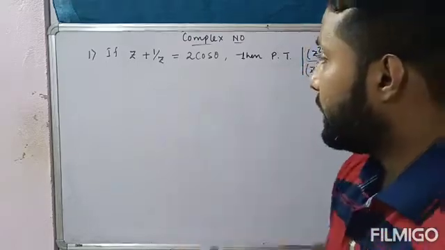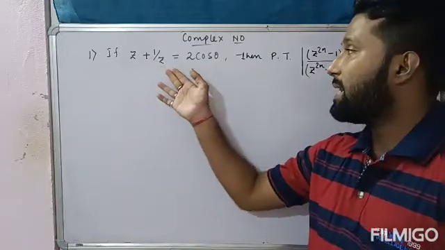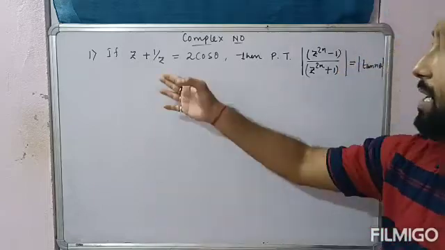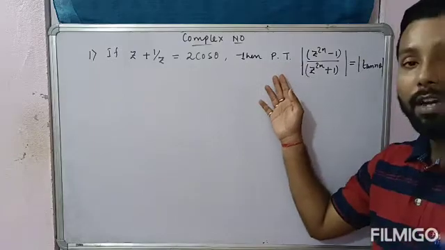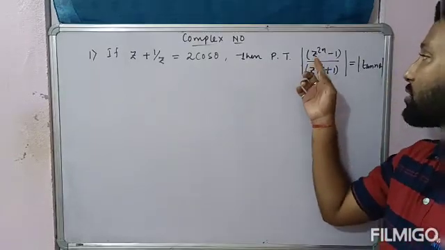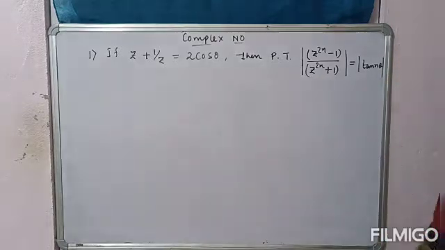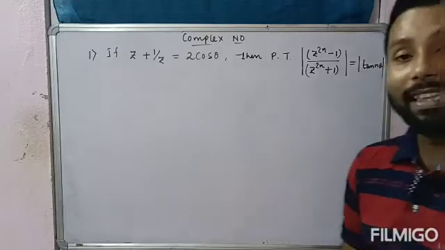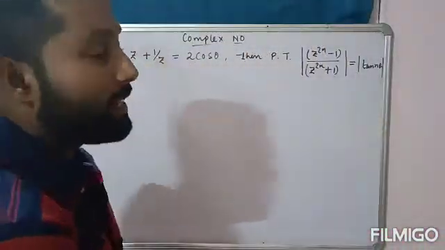Look at the question. The first question is, if z plus 1 by z is equal to 2 cos theta, then prove that modulus of z to the power twice n minus 1 divided by z power twice n plus 1 is equal to mod of tan n theta.